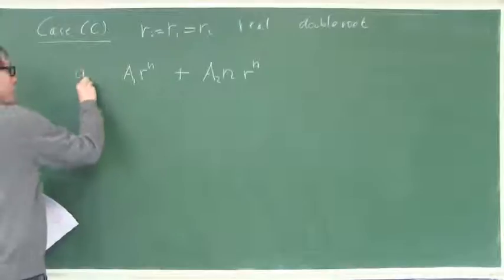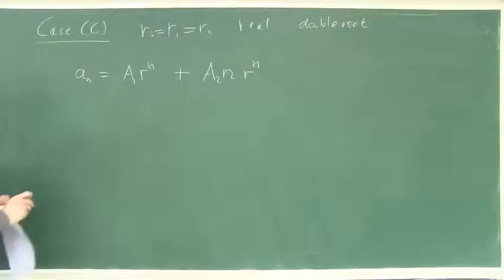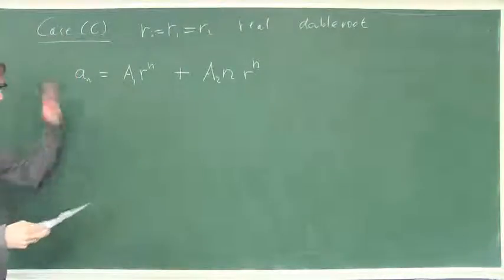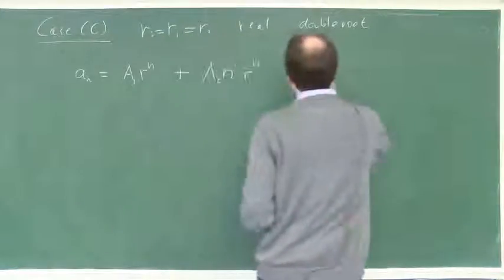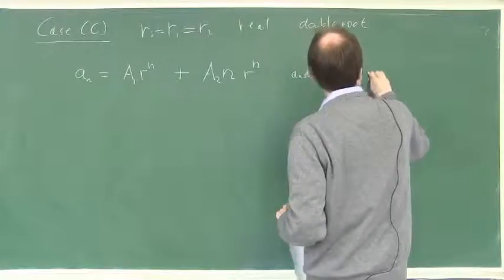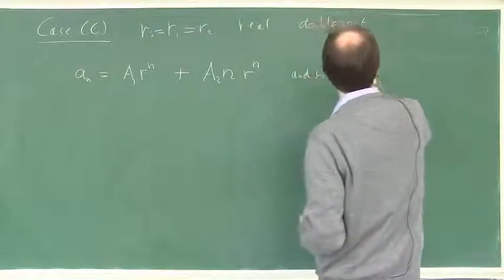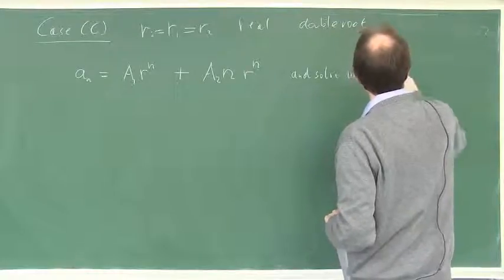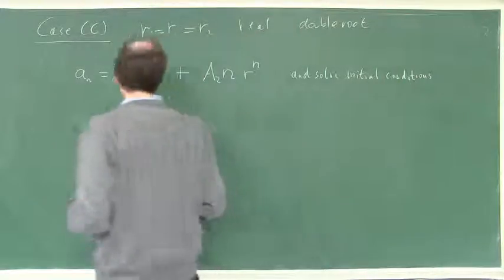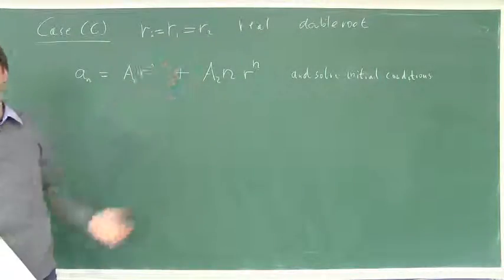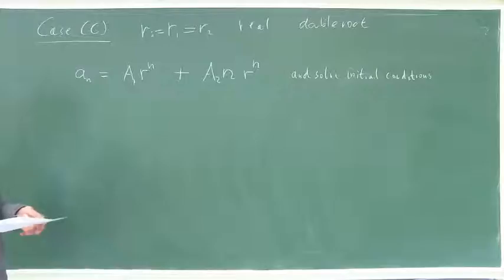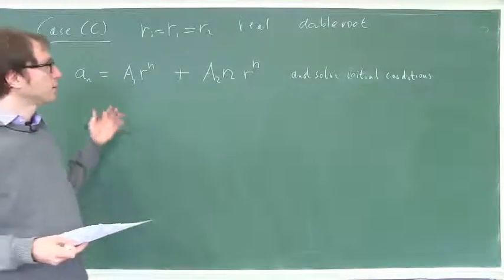And now we know what to do. This is what we want to have. We only have to check that the initial conditions hold, and we just do that again by plugging in n equals 0 and n equals 1. Okay, again plug in n equals 0, plug in n equals 1, solve for A1, A2, and then you're done. Because on the right side we will have a solution having the right initial values, and on the left side, so they have to be equal.